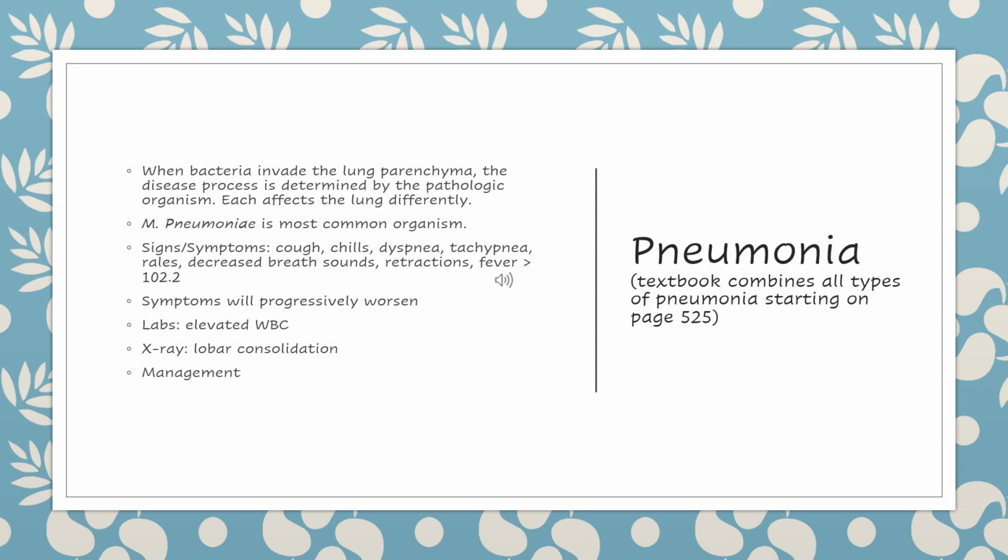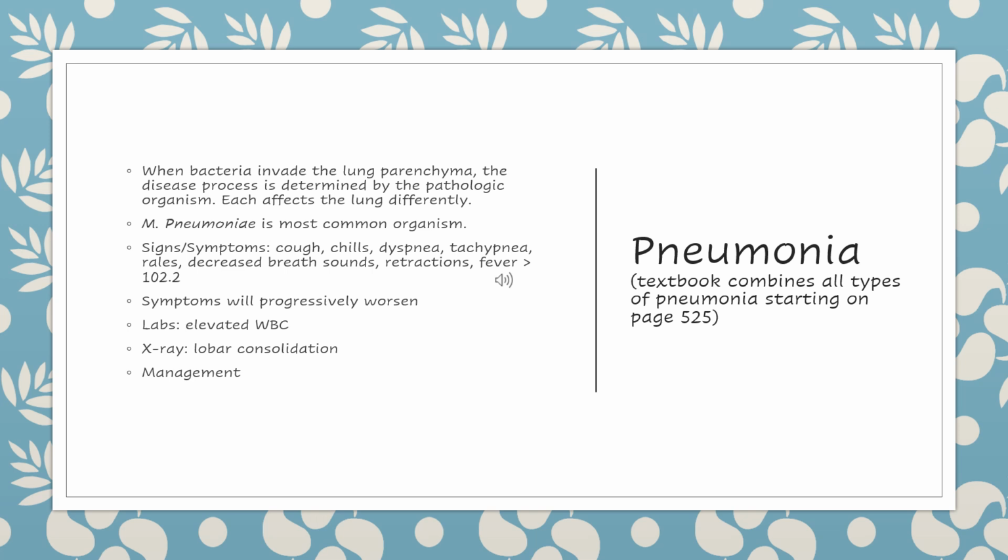Bacterial pneumonia is when bacteria invade the lung parenchyma. The disease process is determined by the pathological organism, and each organism affects the lungs differently. Primary bacterial pneumonia is less common in childhood. Often bacterial pneumonia is a secondary infection after a viral infection. Symptoms: usually they'll have an acute onset of upper respiratory infection symptoms that progress to worsening cough, chills, fever, and this may be a higher fever of 102 or more, dyspnea, tachycardia, rales, decreased breath sounds, grunting, and retractions.